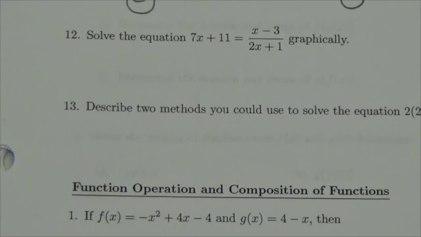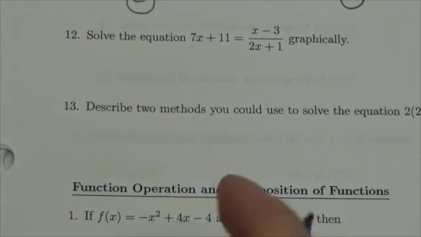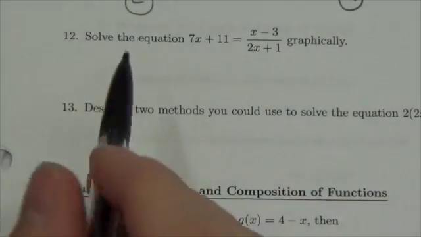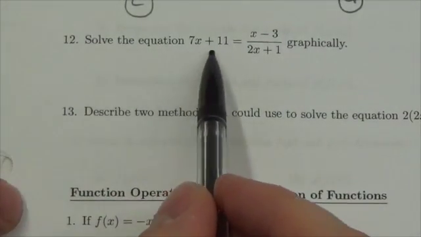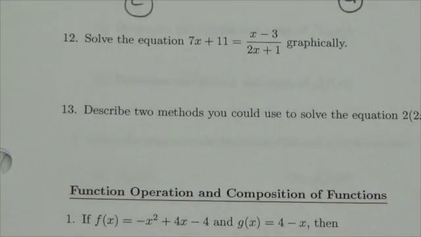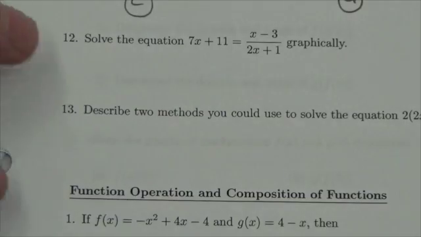Hi everyone, this is the Math 30-1 functions review, and this is question 12 out of the rational section. It says solve the equation 7x plus 11 is equal to x minus 3 over 2x plus 1 graphically. That means going to our calculators and entering this thing here.